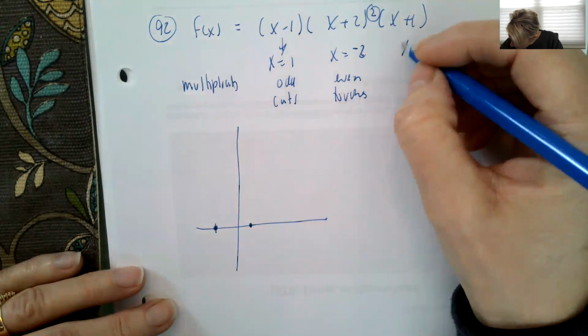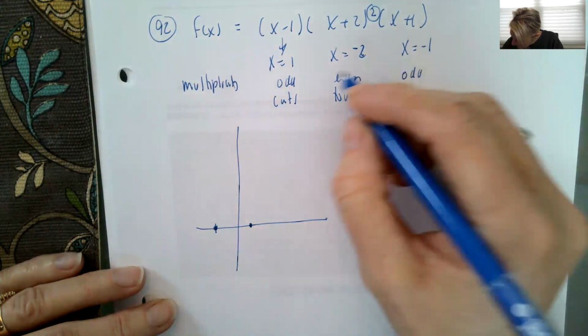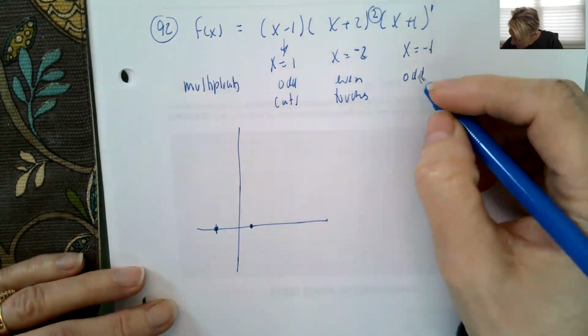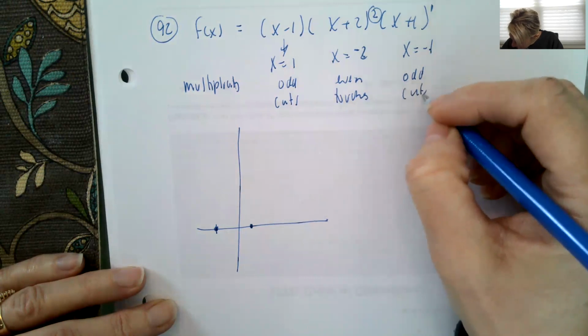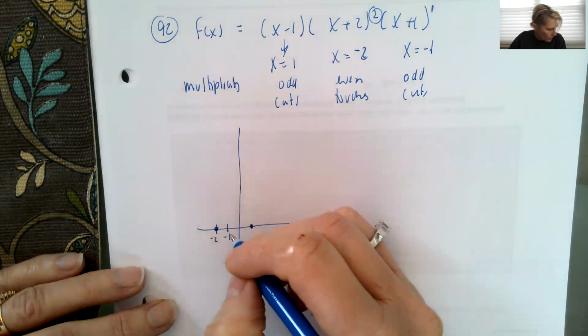And then this is at x equal to -1, and it's odd, not because 1 is odd, it's because the multiplicity, the exponent, is odd. And so it cuts at -1. So this is -2, and this is -1. Okay.